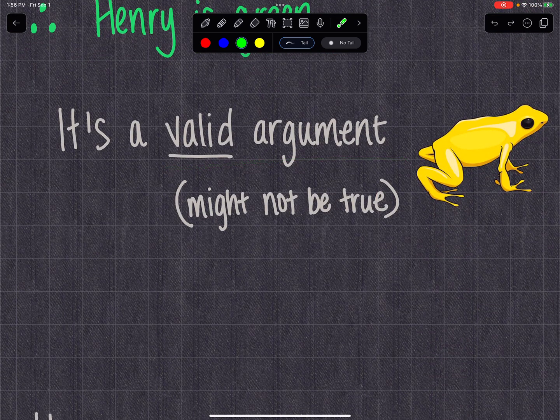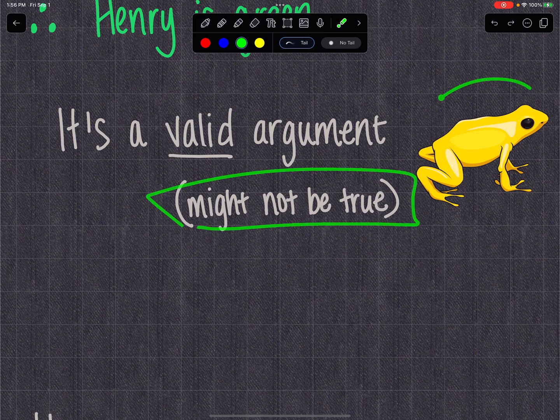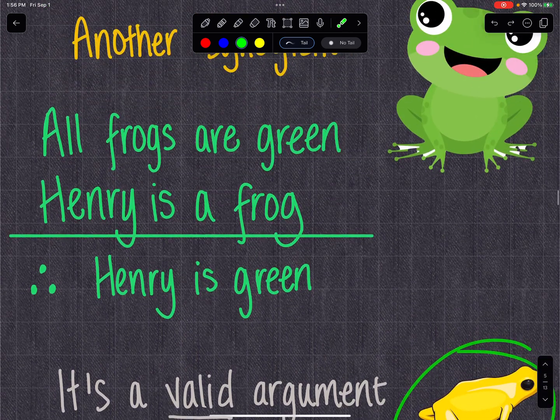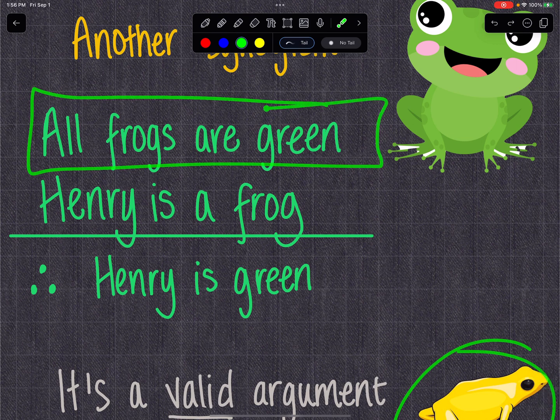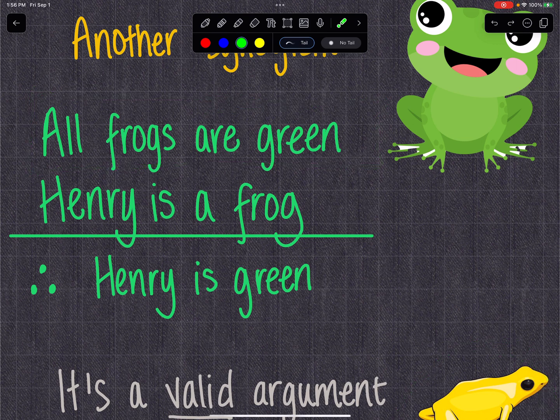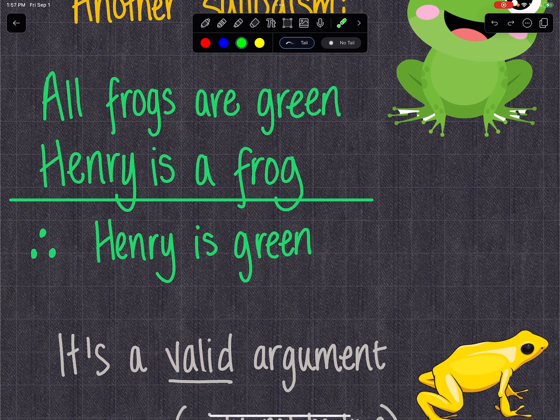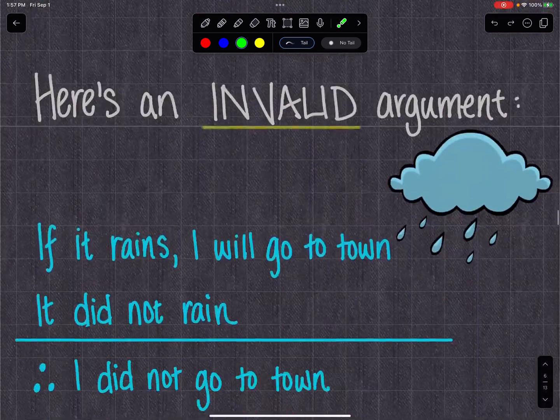Oh, also note here that it might not be true, right? You can have yellow frogs, right? In this case, the major premise was not true, but we're not talking about true or false here. We're just talking about, is it logical? Is it a valid argument? Okay, so it doesn't have to be true. You can say it's a valid argument and it's not even true. Okay, let's do the next one.